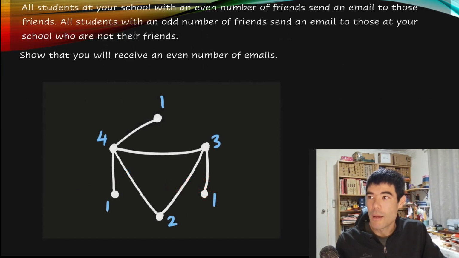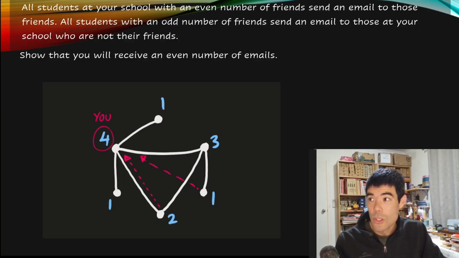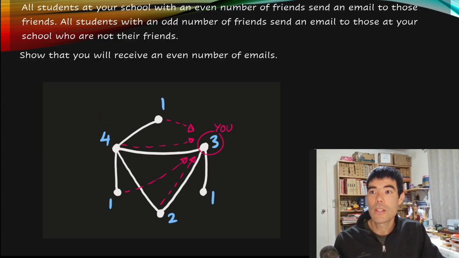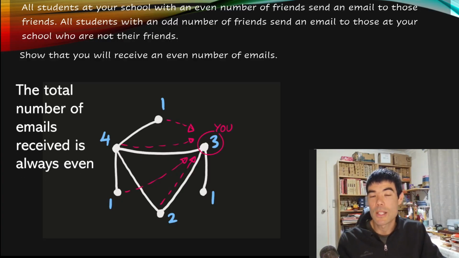Let's look at another example, this one with 6 students and some more complex friend relationships. Say, for example, you're this student with 4 friends. Only one of your friends has an even number of friends. So you get 1 email from that even friend, and you get another 1 email from an odd non-friend. That's 2 emails, which is even. If you're this student with 3 friends, you'd have 2 even friends and 1 odd friend. So you get 2 emails from your even friends and 2 emails from your odd non-friends. Again, it's even. The total number of emails received is always even.